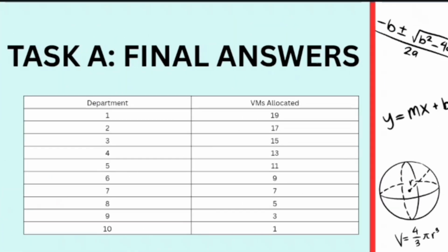So after using that arithmetic sequence pattern, we already get our answers for all the 10 terms of the arithmetic sequence, which means we already know the number of virtual machines that are going to be allocated to all the departments from department 1 until department 10. So these are the numbers of virtual machines that are going to be allocated to every single department in the company.